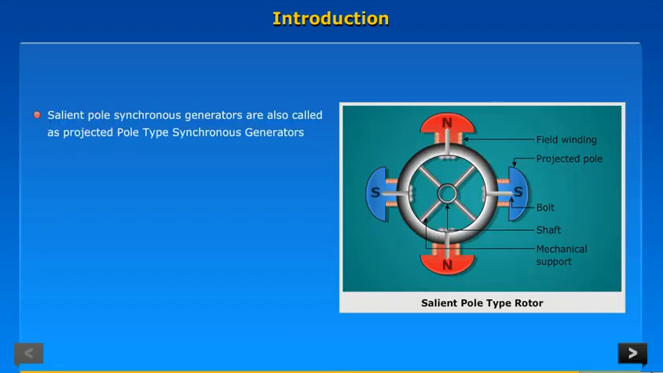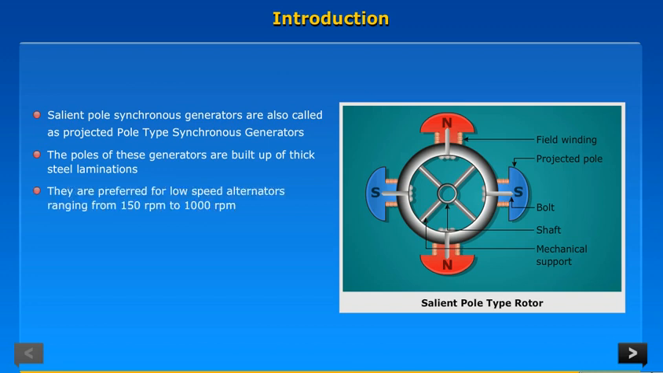Introduction. Salient pole synchronous generators are also called projected pole type synchronous generators. The poles of these generators are built up of thick steel laminations. They are preferred for low speed alternators ranging from 150 rpm to 1000 rpm.